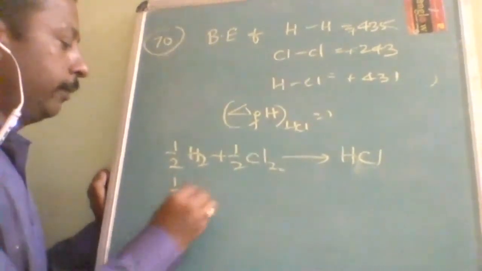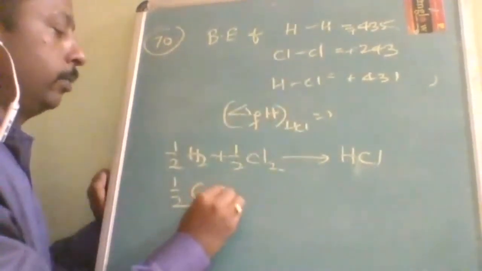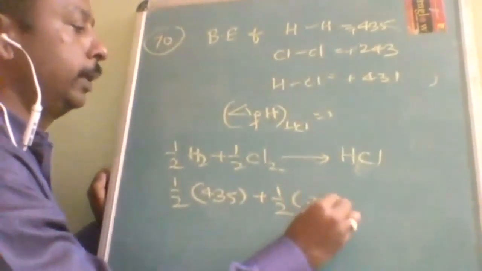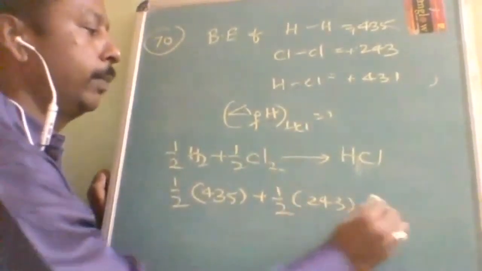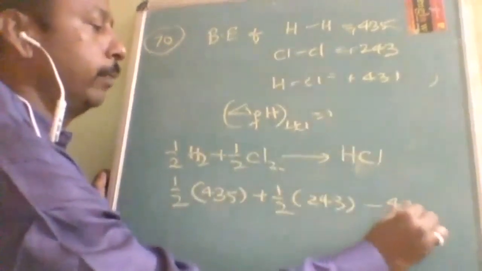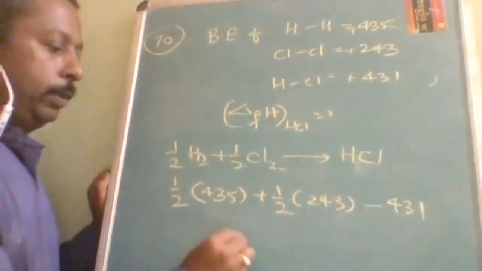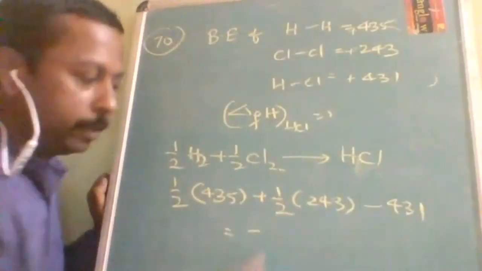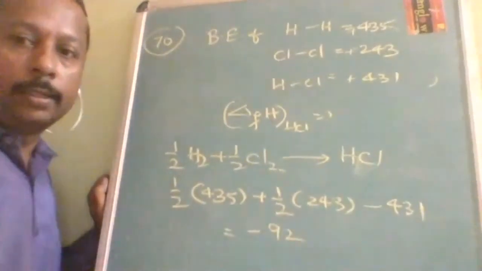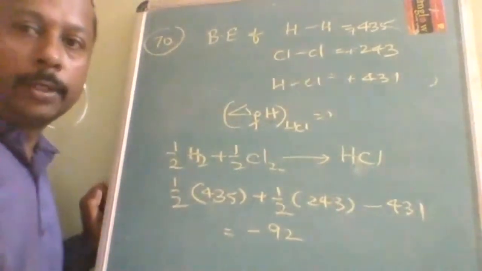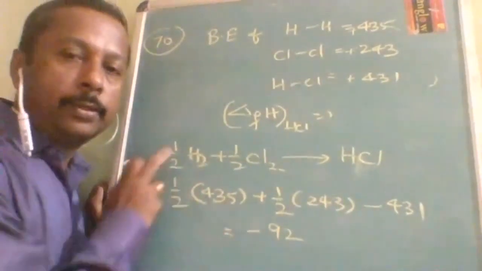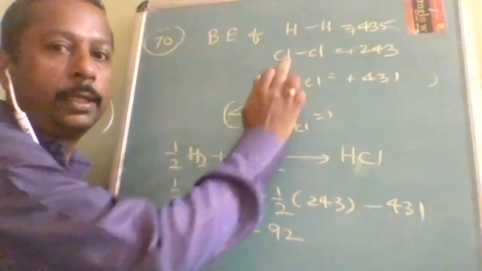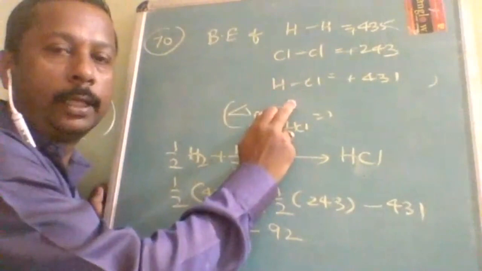Okay, so half into bond energy of H2, 435, plus half into bond energy of Cl2, 433. Reactant minus product is 431. So most probably you will get a minus value here, minus 92. On simplifying, how much will you get? Minus 92. Like this, the bond energy of H, bond energy of Cl, and bond energy of HCl are given.